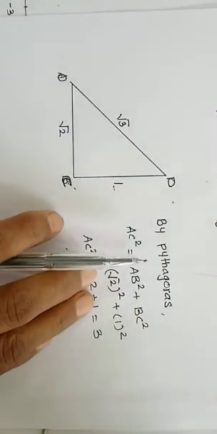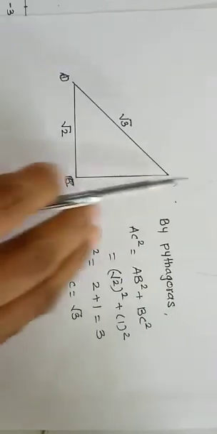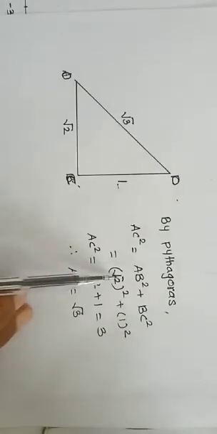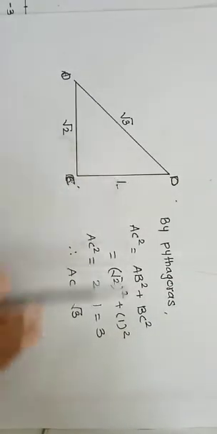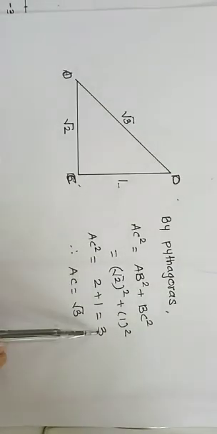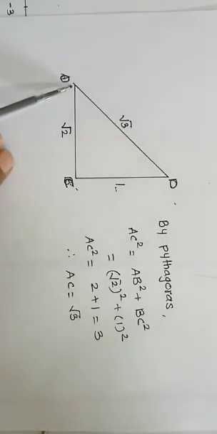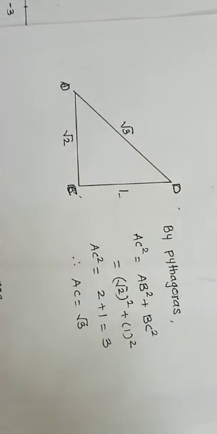Now by Pythagoras, hypotenuse square is equal to side 1 square plus side 2 square. What is side 1? Root 2 square. What is side 2? 1 square. So I got OD square is equal to 2 plus 1, that is 3, and the length of OD is root 3. So this distance between O and D is root 3.